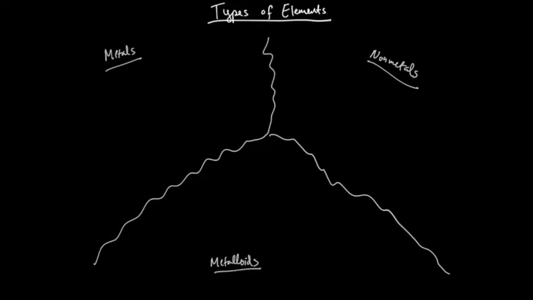Nonmetals, on the other hand, are not as shiny. They're dull, they're poor conductors, they're brittle, they kind of break apart easily, and they're more likely to gain electrons to form anions, and they're on the right side of the table.